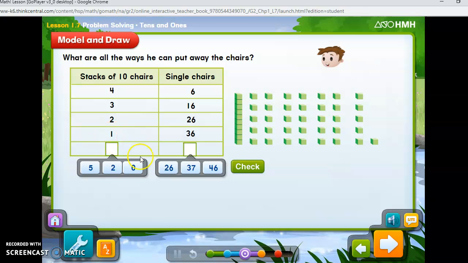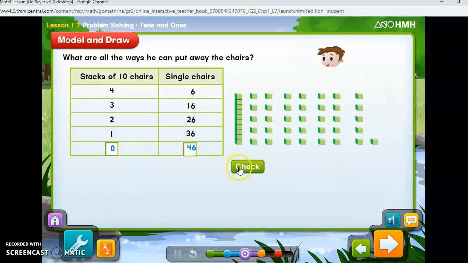Now I'm down from 1 to 0, and all the chairs will be singles. So you can even look at that first number up there. 46 is what we started with, which means all the blocks will be singles. So 46, or count by 10: 16, 26, 36, 46.